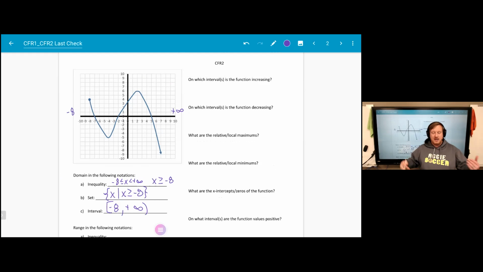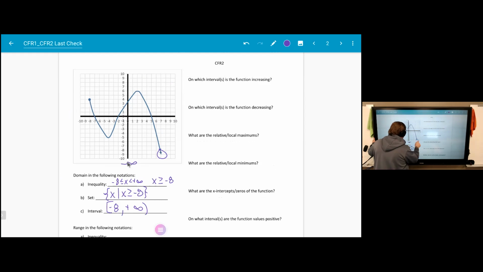For range, we're looking, do I have an arrow pointing down? Do I have an arrow pointing up? Well, let's look. I do have an arrow pointing down, so my smallest y is -infinity. I don't have an arrow pointing up, but I have my biggest value right here, and y is going to be 6.